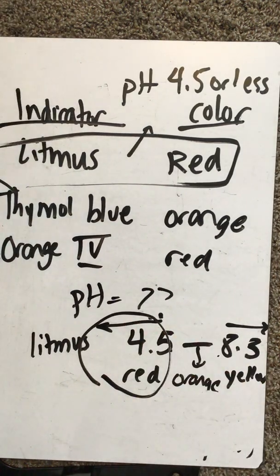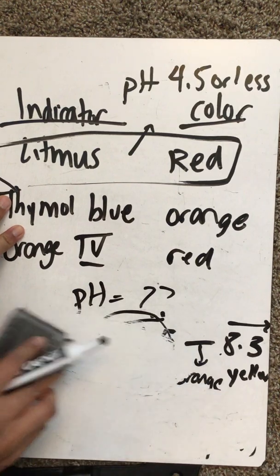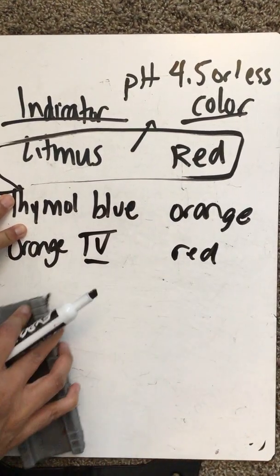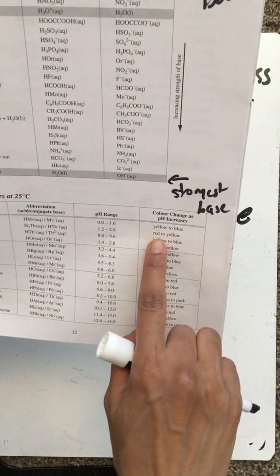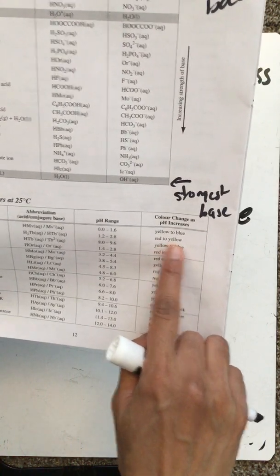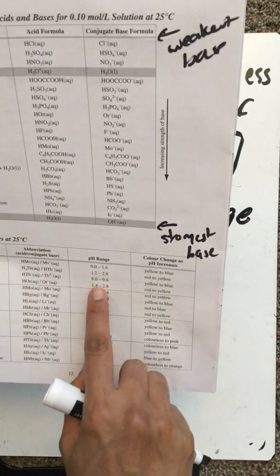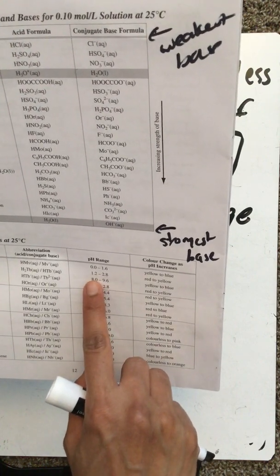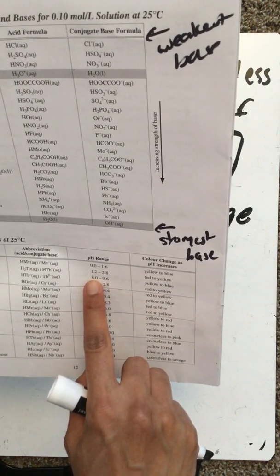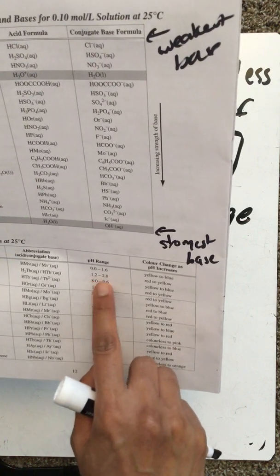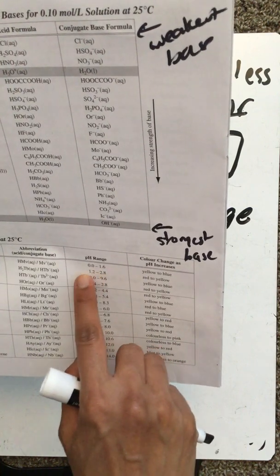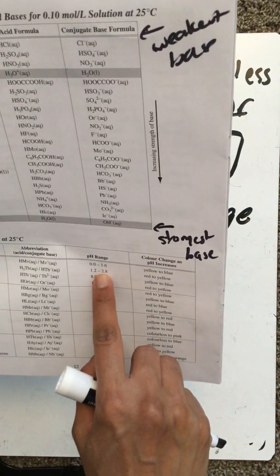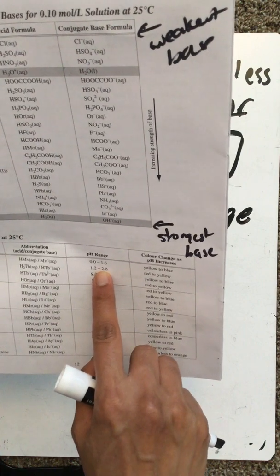Based on litmus. And then it goes to thymol blue. Let's take a look at thymol blue, since we're trying to estimate the pH. Thymol blue is right here, red to yellow. We don't use the thymol blue underneath because we already know the pH is less than 4.5, and that one is for a really basic solution, 8.0 to 9.6. So we look at this one, because we know our solution is less than 4.5.